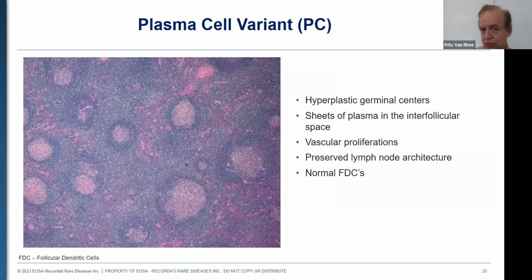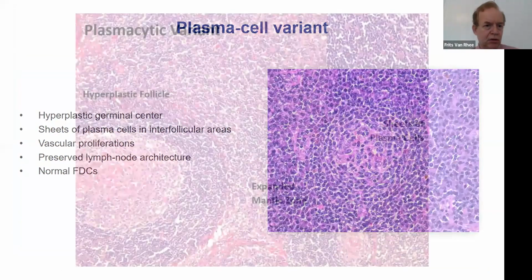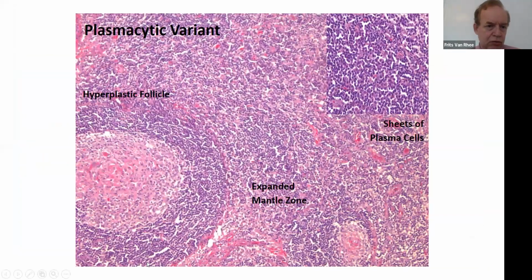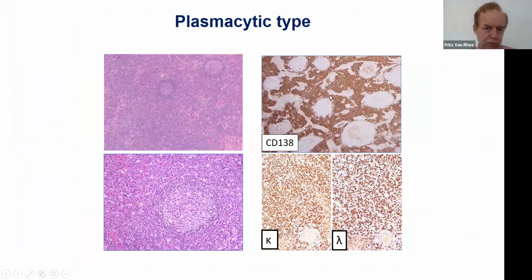Then the other opposite of the spectrum is the plasma cell variant. And you can see here hyperplastic centers. Then there are lots of plasma cells in the interfollicular space, relatively preserved lymph node architecture, and normal follicular dendritic cells. I'm going to skip this one. And here you can see again these expanded mantle zones, these big follicles, sheets of plasma cells between the follicles. And when one does immunohistochemistry, obviously the plasma cells will stain for CD138, and there's typically no light chain restriction. So they will stain both for kappa and lambda.